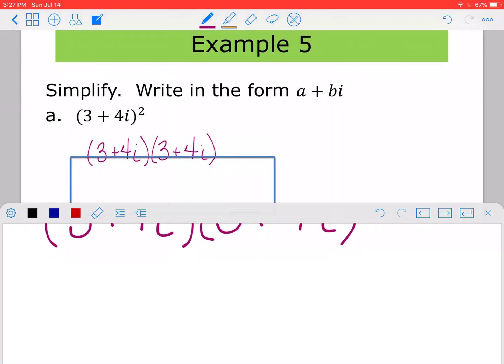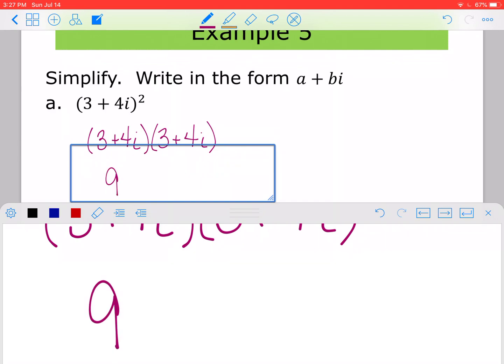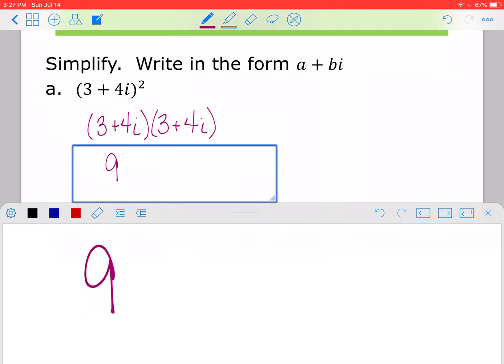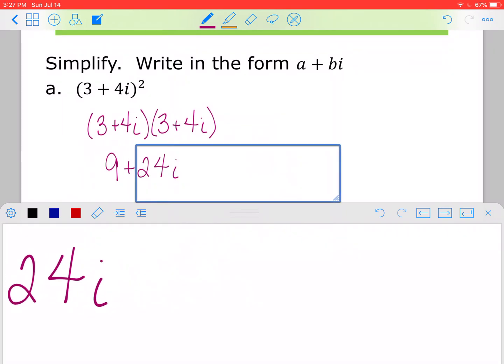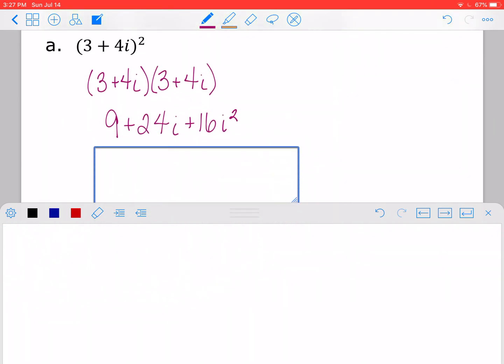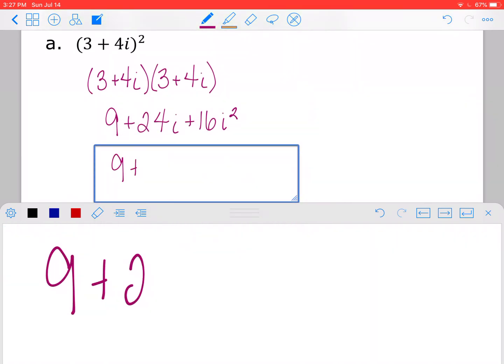Again, i squared is equal to negative 1. So we have 9 plus 24i minus 16. Simplify, 9 minus 16 is negative 7. And then we have plus 24i, and that's it.